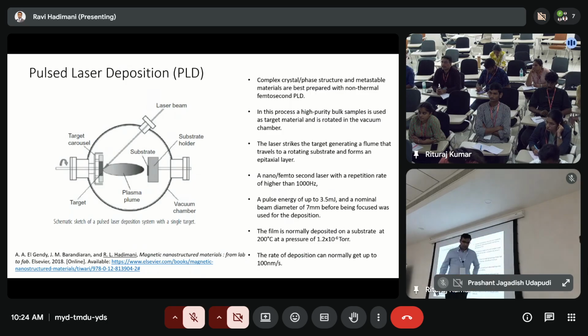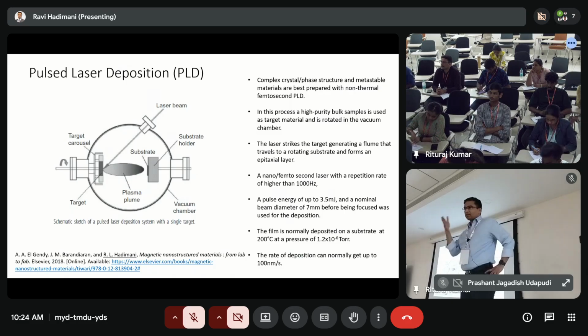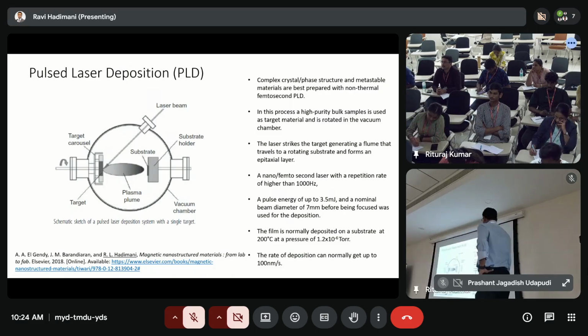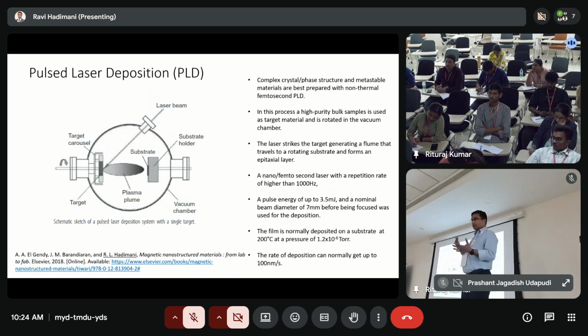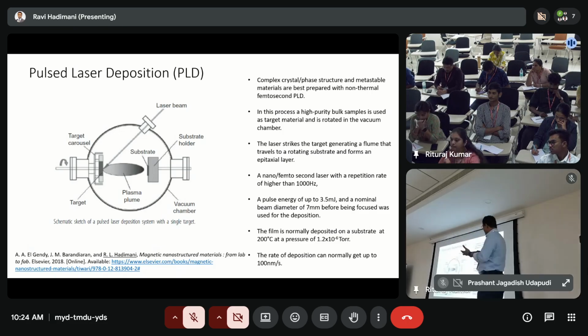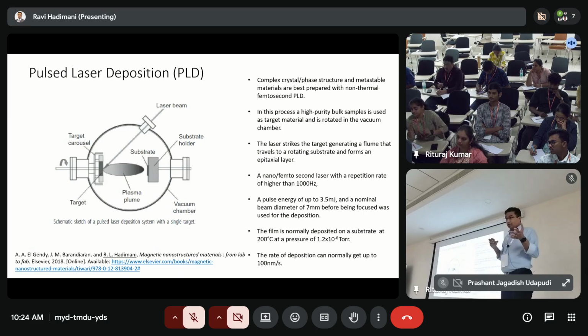So pulse laser deposition, as the name suggests, it's a laser and it's pulsed, right? So laser, as you are aware, can have very high energy. And the energy can be so high that you can literally ablate metal surfaces and take out particles of a metal, okay? And depending on the type of the laser, you can take off large chunks of materials or fine particles.